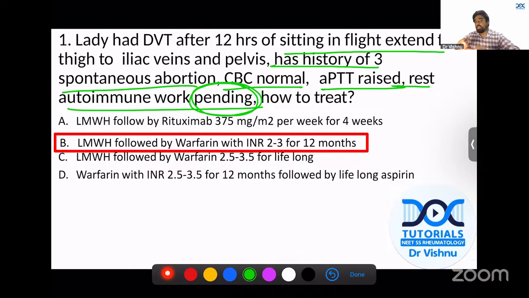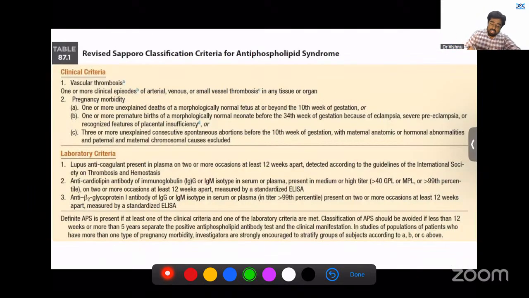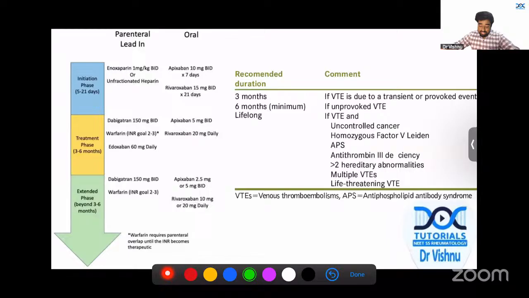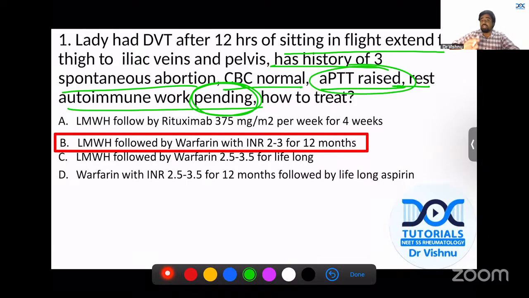Even if there was positivity of lupus anticoagulant, you need 2 out of 3. You remember this revised Sapporo classification criteria, where inside the lupus anticoagulant you have 3 tests: dRVVT, silica clotting time, and prolonged APTT. Just a prolonged APTT will not get the cutoff cleared. You need at least 2 out of 3 tests, right? So just a prolonged APTT doesn't qualify this particular patient as antiphospholipid syndrome. So this is just a DVT, a proximal DVT that has developed from prolonged flight sitting, right?